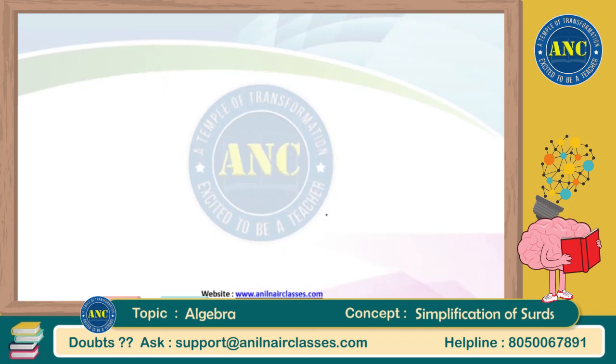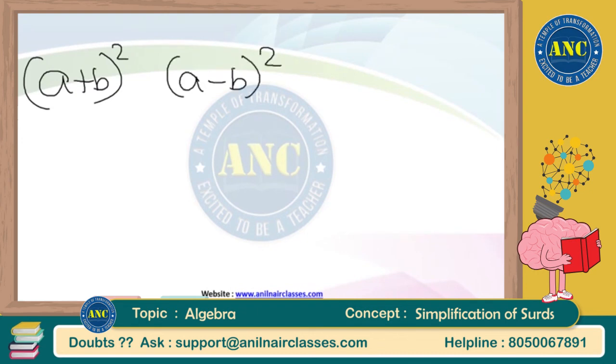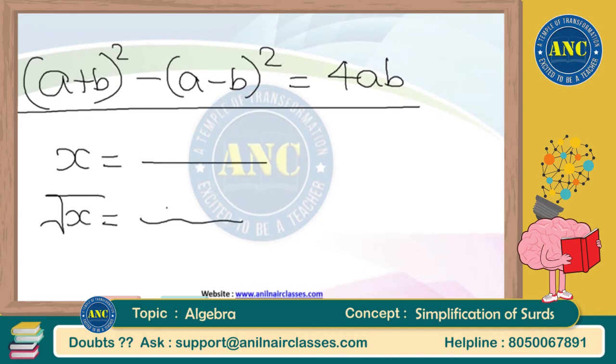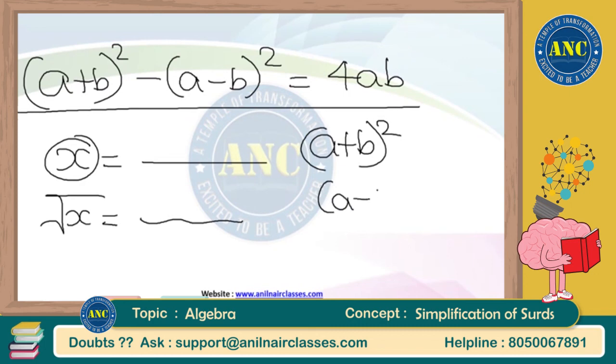Next, the third variety we have seen is a plus b whole square and a minus b whole square. The difference is 4ab, and I have proved it in 3 different ways also. And the last variety we have seen is where x is given and I want to find root x, and that is very simple. Either express this x in a plus b whole square format or a minus b whole square format, depending on the sign given in the particular value of x.